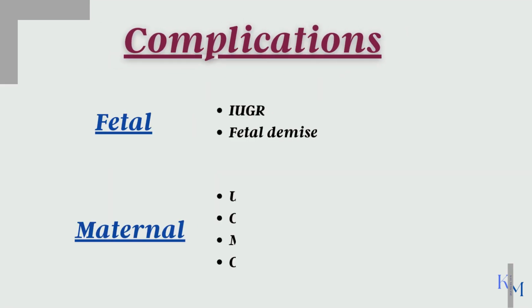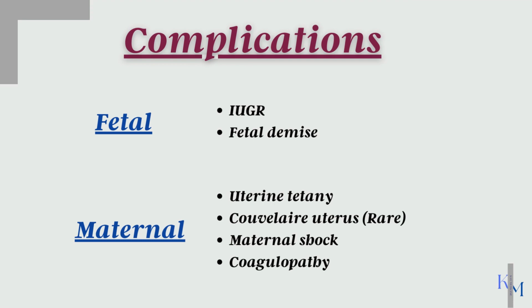Coming to our last section for today, complications. These can be maternal and fetal. Fetal complications include distress or death. Maternal ones include uterine tetany or uterine apoplexy. This is very rare. In this, the blood seeps into myometrium and gives it a bluish hue. It is also called couvelaire uterus. Often happens with chronic abruptions.